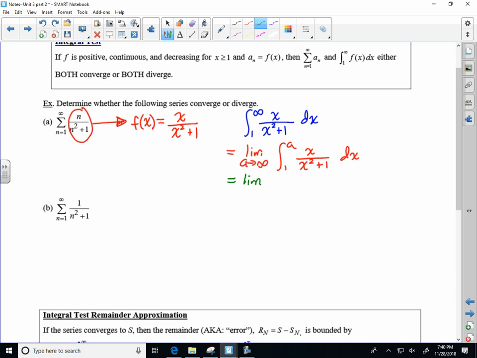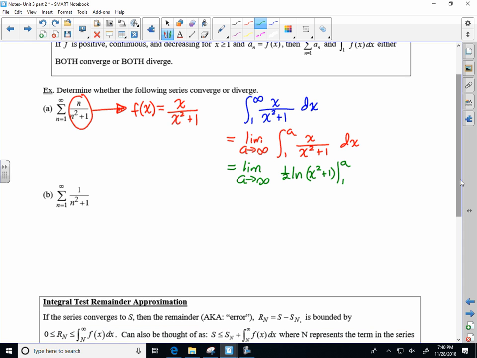Limit as a approaches infinity. Now, this is some variation of a natural log, ln of x squared plus 1. And the way I know that is because if I take the derivative of the bottom, I get a constant multiple of the top. Derivative of the bottom is 2x. Well, I really only want 1x, so let me put a 1/2 there. All right, and that's happening over the interval of 1 to a. You could use u substitution if you want, but a little u sub on the fly is probably a little bit better for something like this.